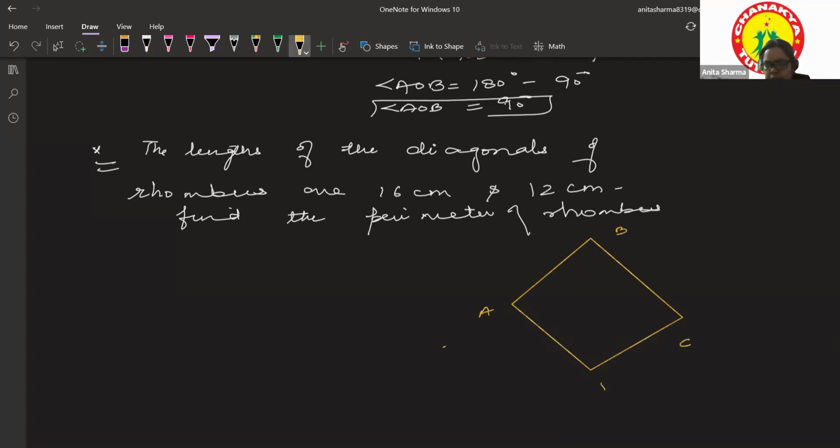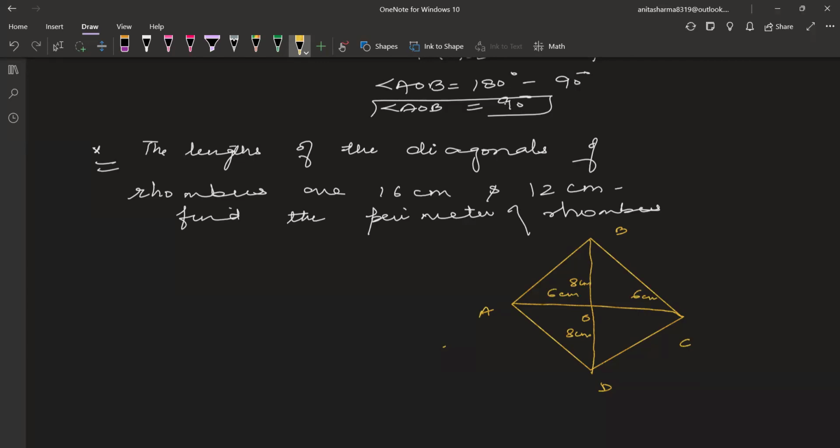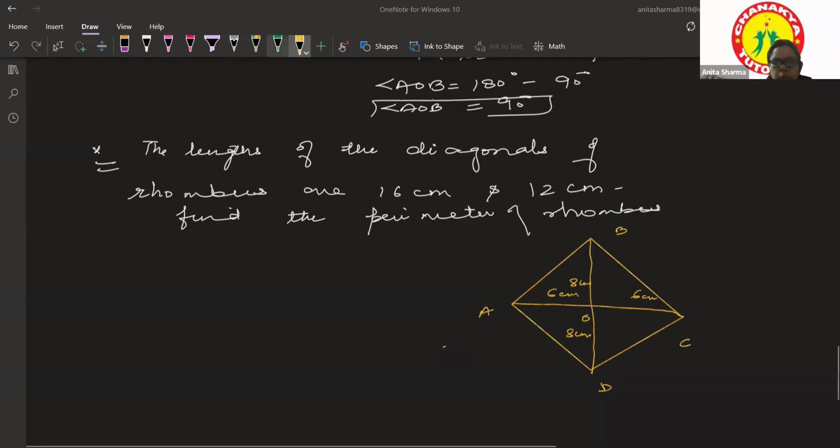This is a rhombus, and diagonals are given, AC and BD. And we know that diagonals of a rhombus bisect each other. So if this is 8 centimeter, then this will also be 8 centimeter. This is 6 centimeter, this is also 6 centimeter. Now we have to find the perimeter. Yes, beta. Good, Sahiti, 40 centimeters? Yeah. So we have to find this side.